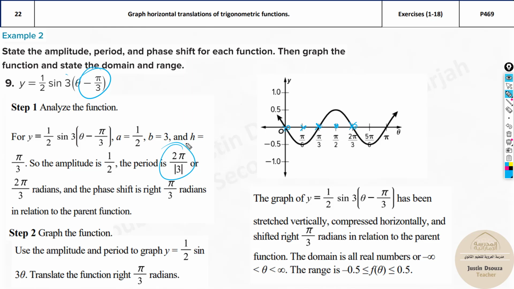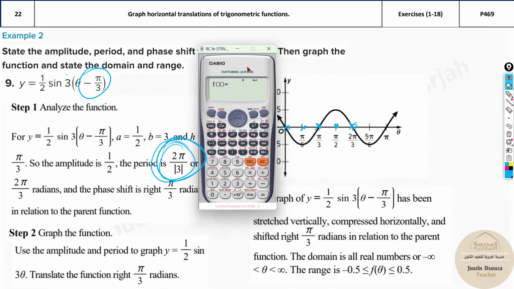And then once you get these 4 points, how do you get the values from the period? Just substitute this pi value instead of theta. I will show you in the calculator. Let's take the calculator and just substitute. Now we need to go back to computation mode. Over here, half is 0.5 multiplied by sine 3.